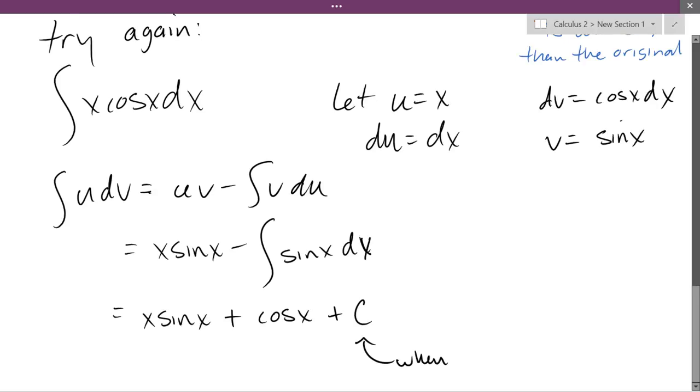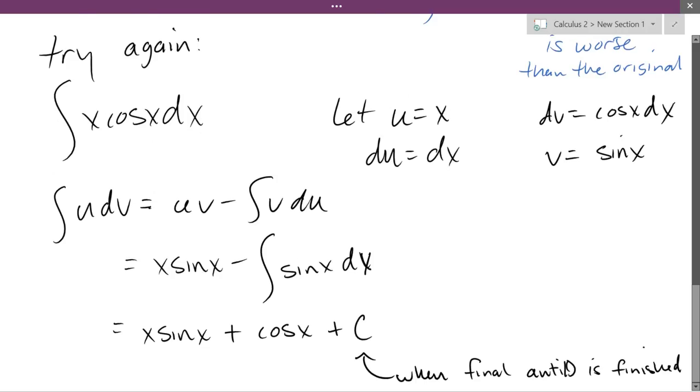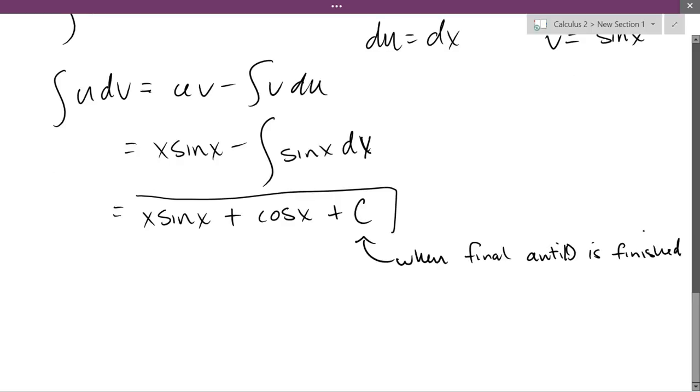So this is when the final antiderivative is finished. All right, so there is your first integration by parts question. Generally, I'll start with the easiest one first, so this one was pretty easy.